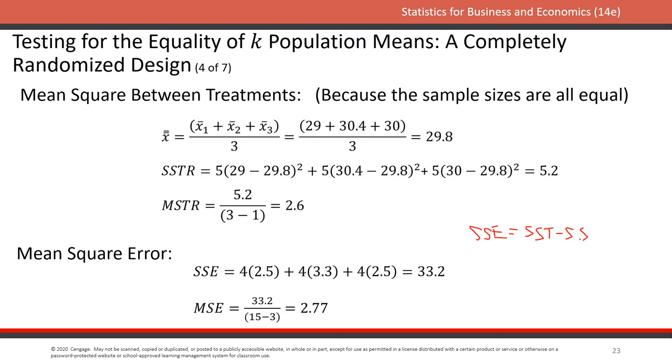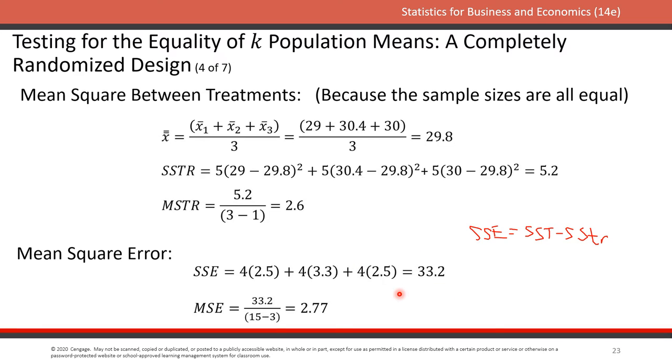Because the sum of squares, I'll use TR for treatment, because the sum of squares of the error plus the sum of squares of treatment equals the sum of squares total, you could subtract the sum of squares treatment from the sum of squares total and get the sum of squares error. So if we calculated the sum of squares total and then subtracted 5.2 from that, that would give us the sum of squares error of 33.2. So we wouldn't have to do this equation. But when we have the sample variances from each of the groups, it's not too bad. Again, much easier than the formula we wrote up by hand.